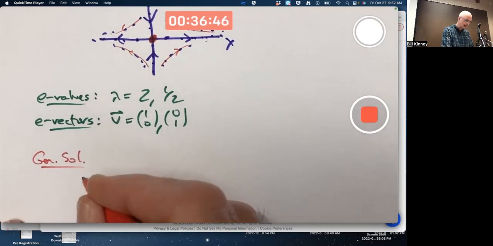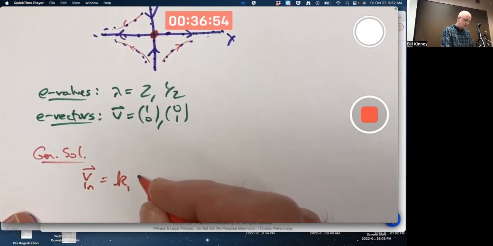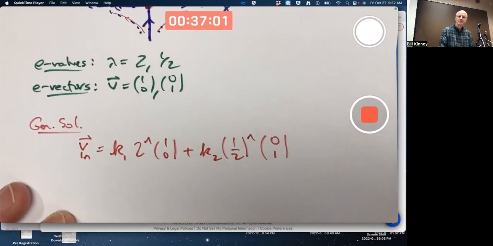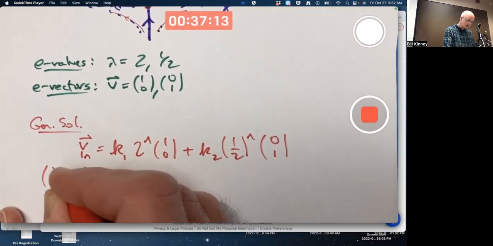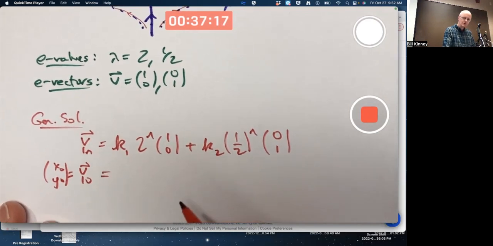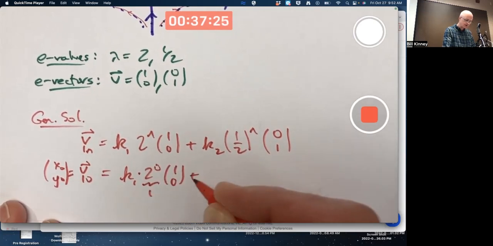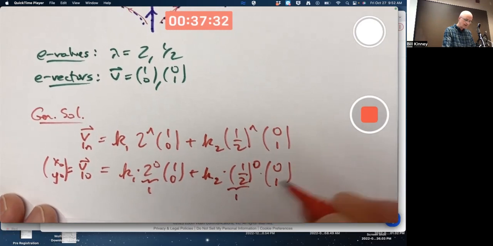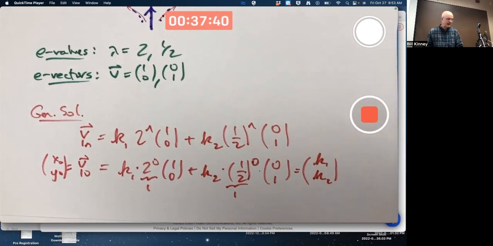You could write the general solution for yn as k1 times 2 to the n times 1, 0 plus k2 times 1/2 to the n times 0, 1. Instead of doing e to the 2t and e to the 1/2 t, you do 2 to the n and 1/2 to the n. And once again, if you've got an initial condition, you can solve for k1 and k2 using the fact that any number to the 0 power is 1. Well, actually, that's not true for 0 to the 0 power, but ignore that. This simplifies quite nicely to k1, k2, and therefore k1 and k2 are x naught and y naught, but we already knew that.